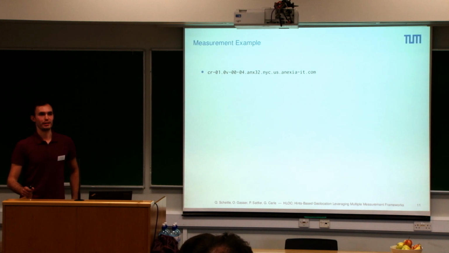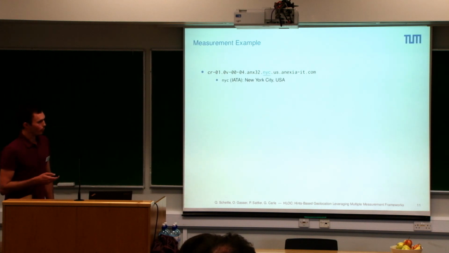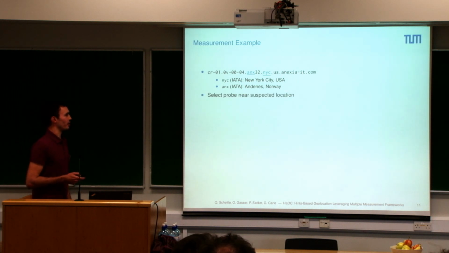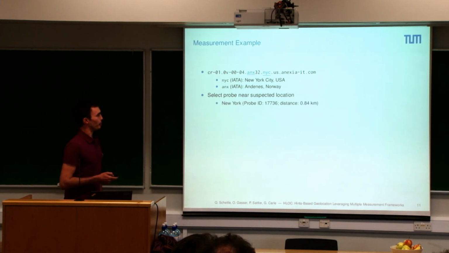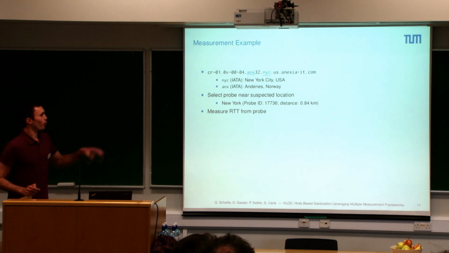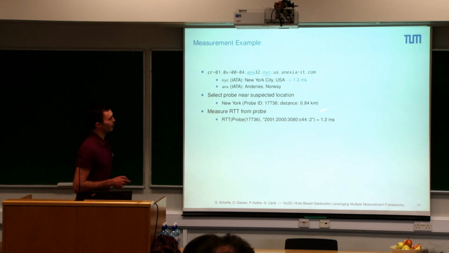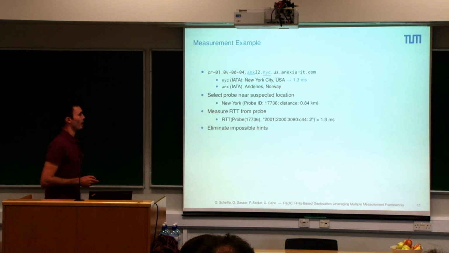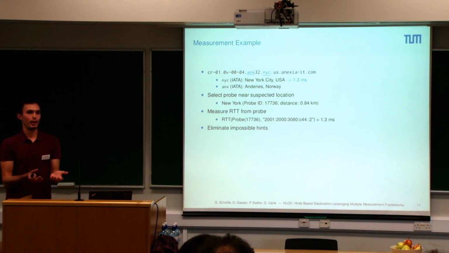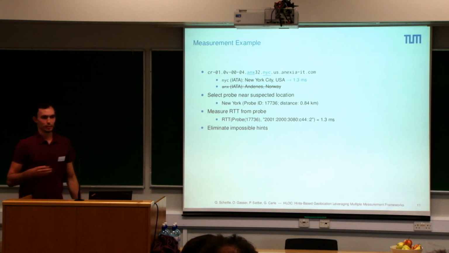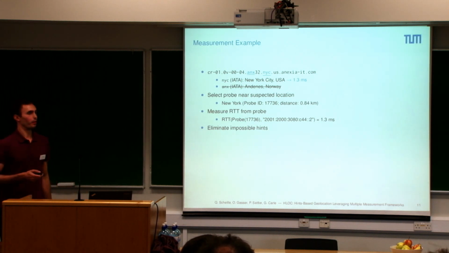So let's look at a concrete example. We go from right to left. The first label that we find is New York City. The next one would be a town in Norway. We select the probe near a suspected location, and then we measure the round-trip time from a probe in New York to this IP address. From that, we get a round-trip time of a little bit more than 1 millisecond. From that, you can draw a circle around the probe location and eliminate the impossible locations, meaning it's not possible to reach Norway from New York City within 1.3 milliseconds. And this is, of course, due to the speed of light limitations.